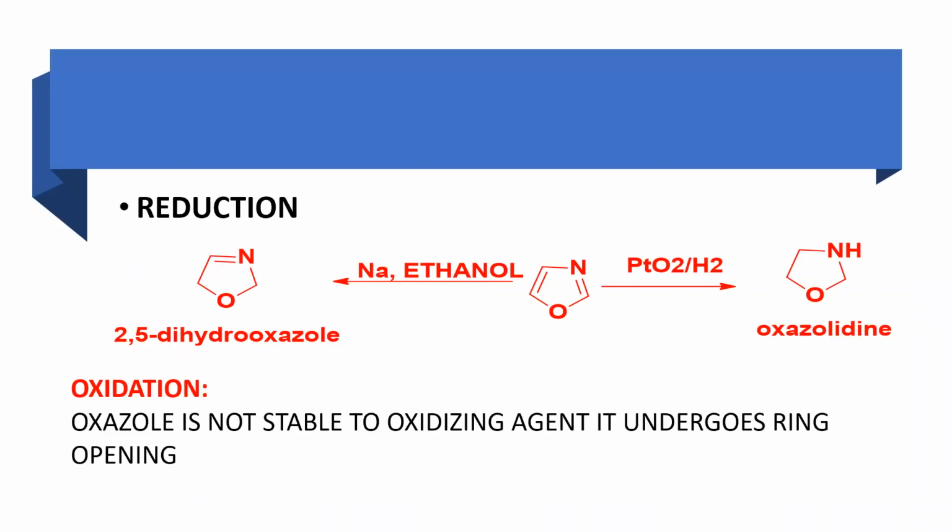Reduction in presence of sodium and ethanol, you get 2,5-dihydrooxazole, whereas in case of platinum oxide and hydrogen, you get your completely saturated ring, that is the oxazolidine ring. Oxazole is unstable to oxidation, it will break open, ring opening will occur, similar to that of imidazole. It is not that stable, so it will undergo ring breaking.